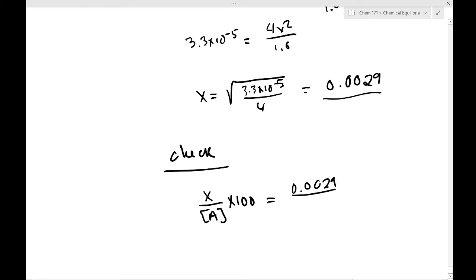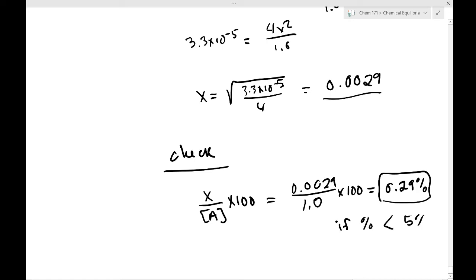0.0029 over 1.0 times 100 is equal to 0.29%, okay? This value here, if the percent is less than 5%, then the assumption that you make is valid.